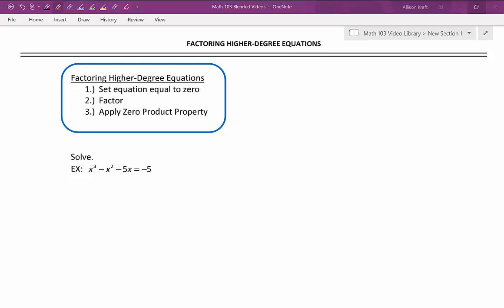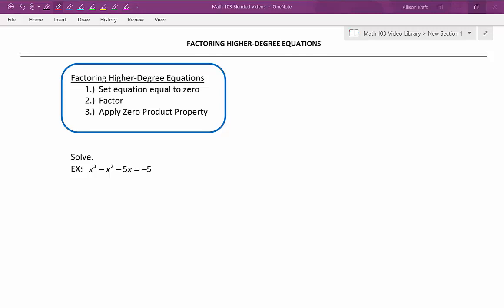In this video, we'll be solving higher degree equations using the technique of factoring. We'll start by setting the equation equal to 0. We'll factor using a known factoring technique, and then we will apply the zero product property. Now, this is the same procedure as when we were solving basic quadratics by factoring. What's going to be different here is when you apply the zero product property.